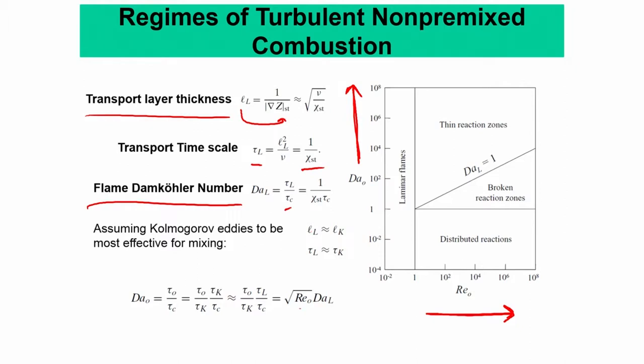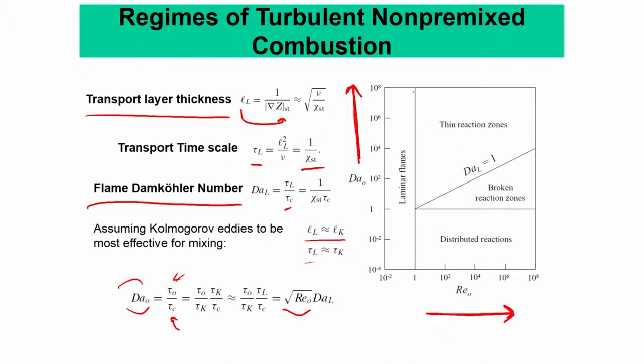Now assuming Kolmogorov eddies to be most effective for mixing, we can define a revised Damköhler number, which is the ratio of the flow time scale at large scales to the chemical time scale, and that can be shown to be essentially the square root of the hydrodynamic scale Reynolds number times the flame Damköhler number. So this is my y axis and this is my x axis.